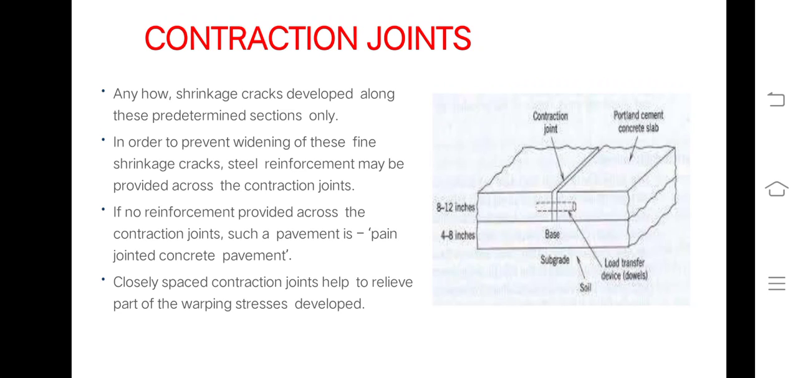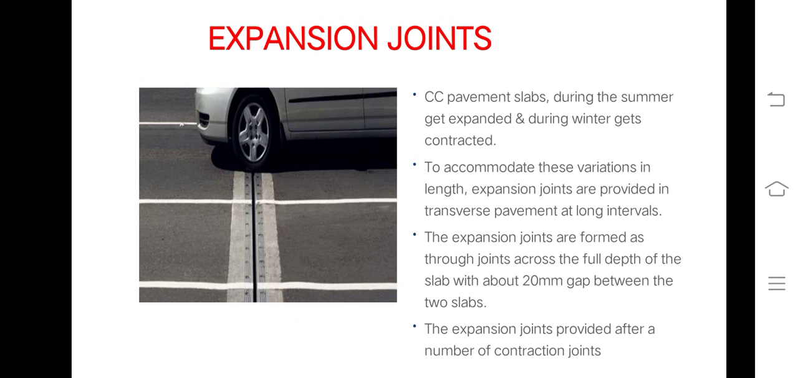Okay, so this is the figure which will show you closely spaced contraction joints. It helps to relieve part of the warping stress which may be developed, and if no reinforcement is provided across the contraction joint, such a pavement is plain joint construction pavement.